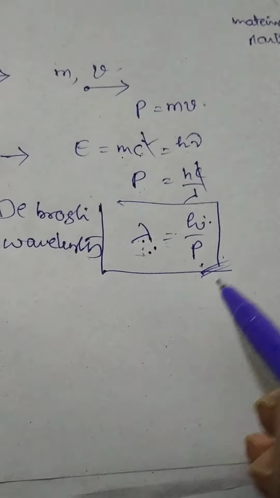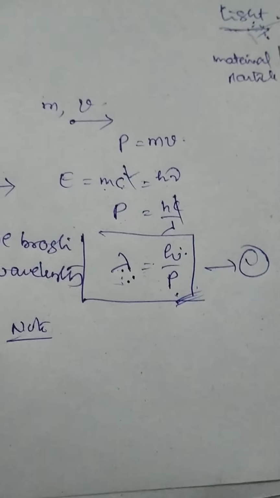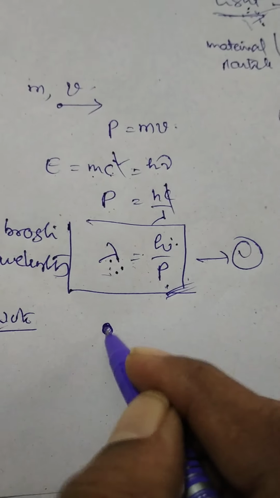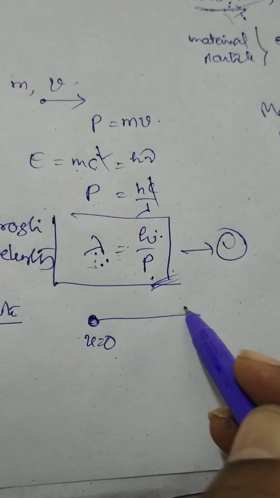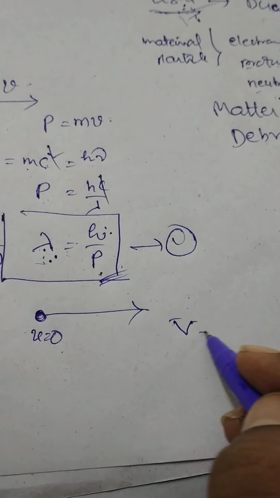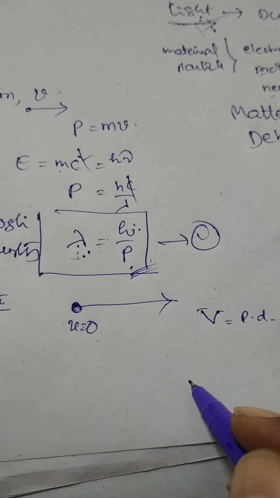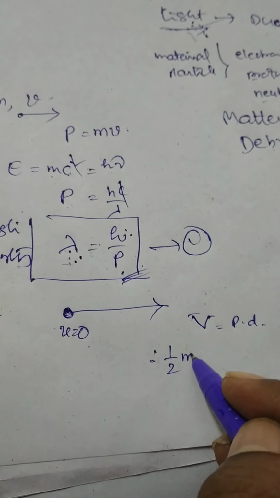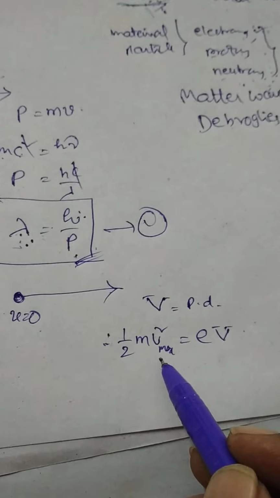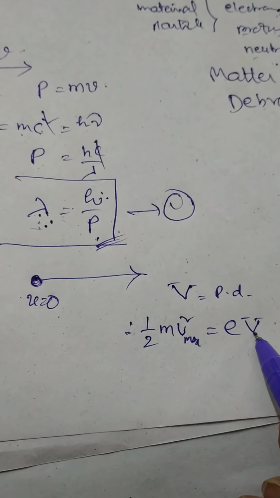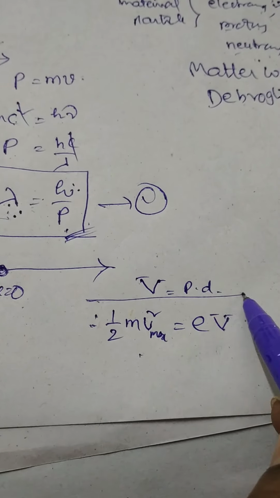This is equation 1. Second, one more point. Suppose a particle having mass m, starting from rest, meaning initial velocity 0, is accelerated through a potential difference of V volts, where V is the potential difference. Then the maximum kinetic energy gained by the particle, half m v maximum square, is equal to eV. Small v represents velocity, capital V represents potential difference. This is one more point you should remember.